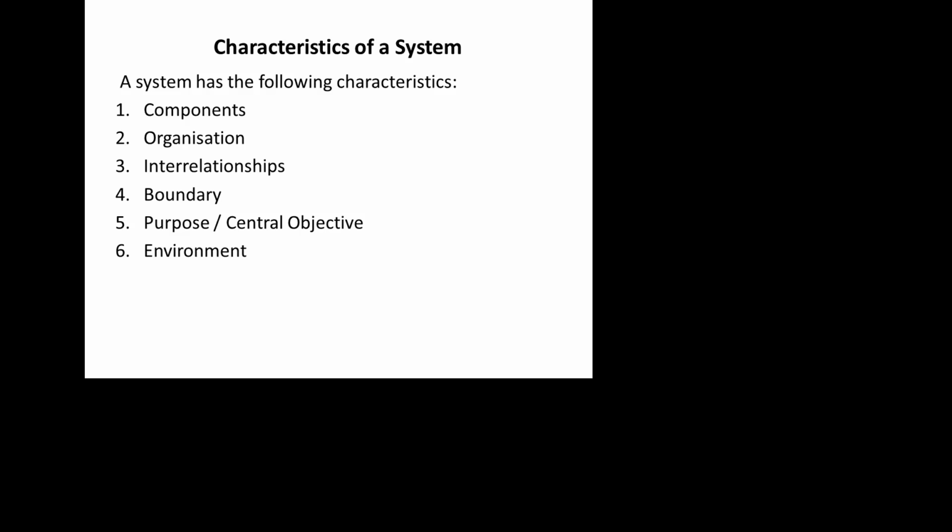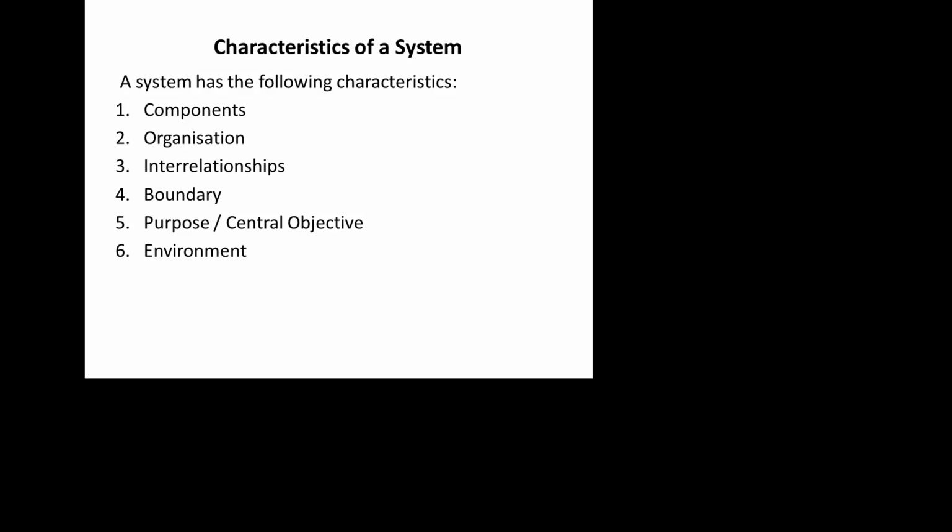Interrelationship is the next characteristic of a system. It means a system has different subsets, or we can say subsystems, in an organization. All these systems, subsystems, and components are interrelated with each other, which will fulfill the objective of an organization as a whole. Next characteristic, boundary. Every system of an organization has its own boundary.